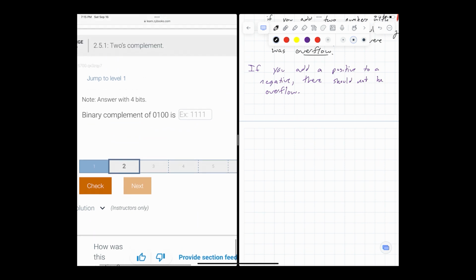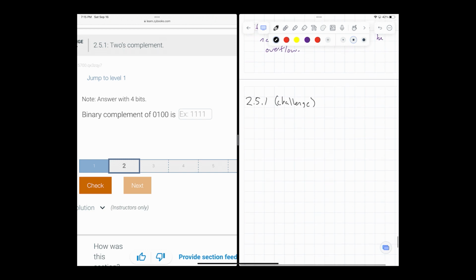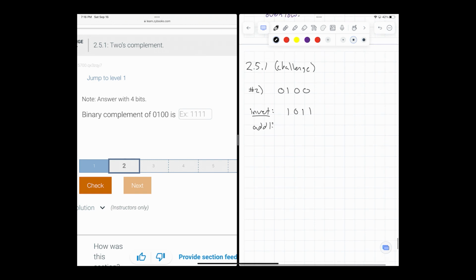So this is the 2.5.1 challenge, and we're doing number 2 right now. But yours is going to be different. So if you want the complement of 0, 1, 0, 0, we know what to do. You invert all the bits, 1, 0, 1, 1, and then you add 1, which you have to do by hand: 1, 0, 1, 1, plus 0, 0, 0, 1.